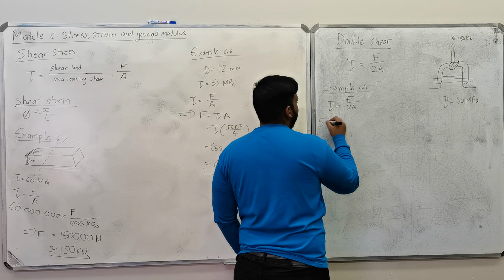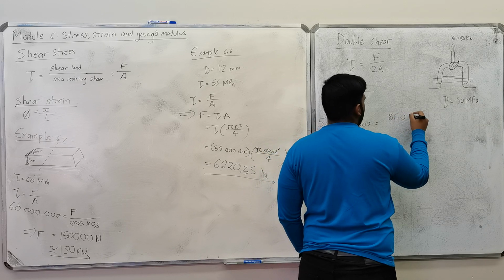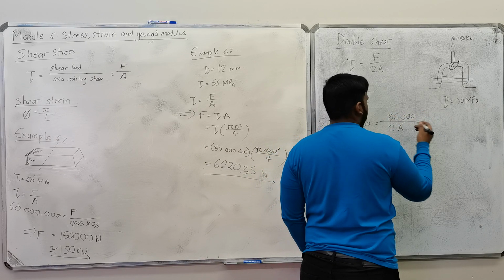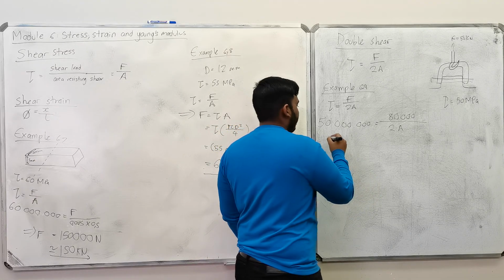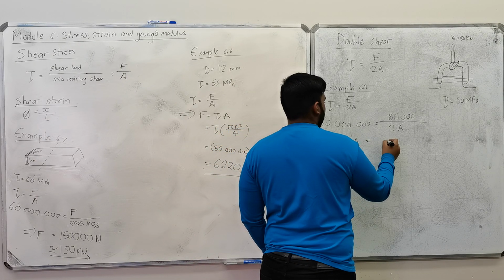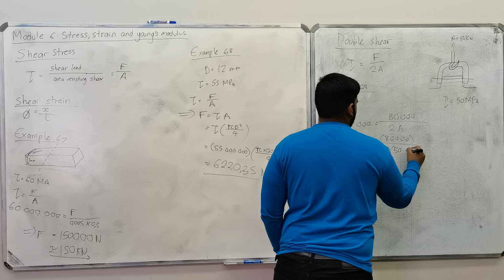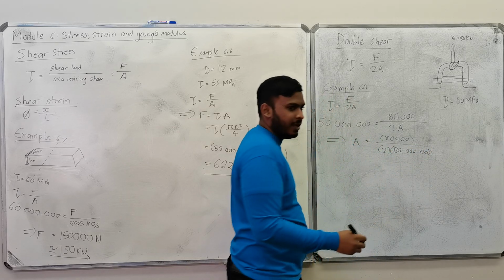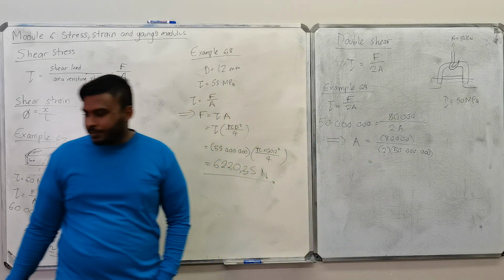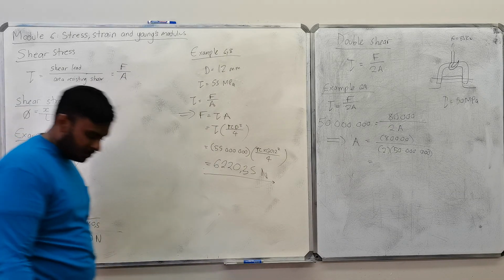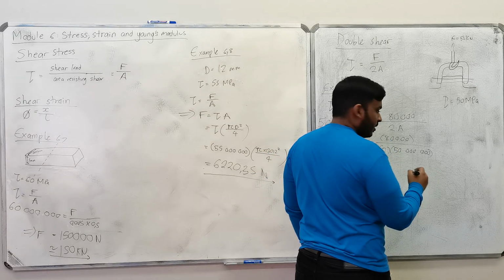So here 50 million is equal to the force, which is 80,000, all over 2 times the area. We don't know the area because they want the diameter. We're going to use the area to work out the diameter. So your area would be equal to 80,000 all over 2 times 50 million. I just made A the subject of the formula. So your area would be equal to 0.8 meter squared.